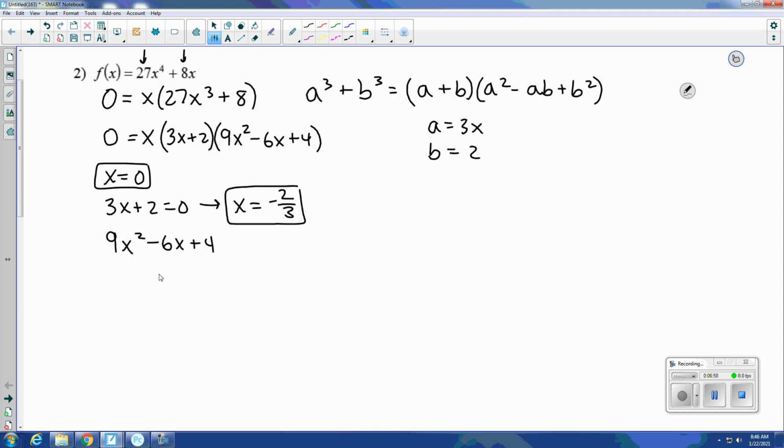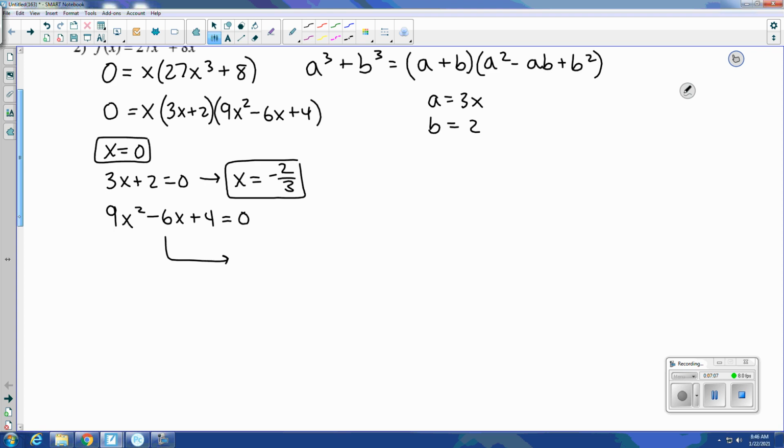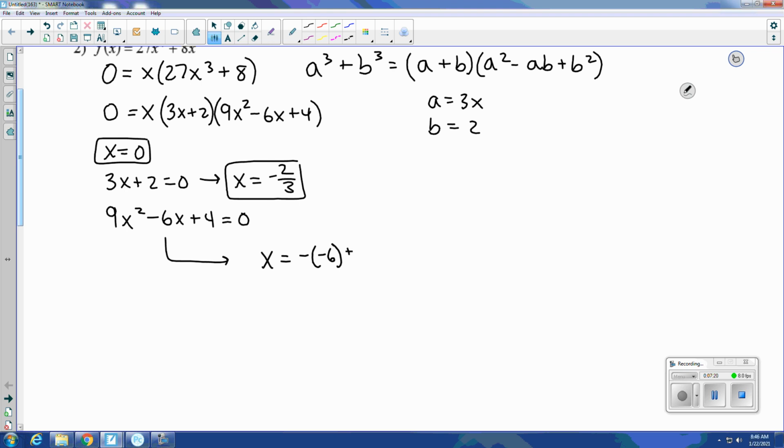We've already found 2 of the 4. How do we get the remaining 2? We have to solve this quadratic. This quadratic cannot be factored, so we're going to use the quadratic formula, or you could do completing the square, but I don't want to deal with the fractions. So a is 9, b is negative 6, c is 4, so x equals negative b plus or minus the square root of b squared minus 4 times a times c, all over 2 times a.